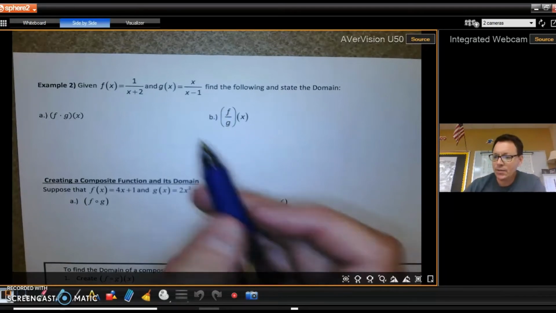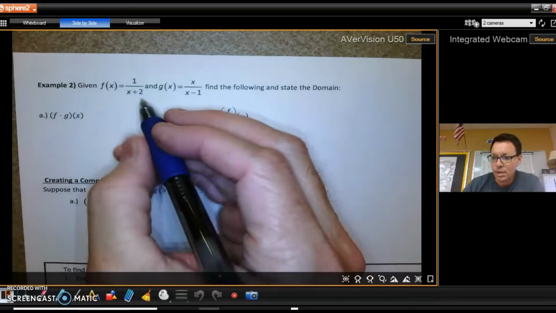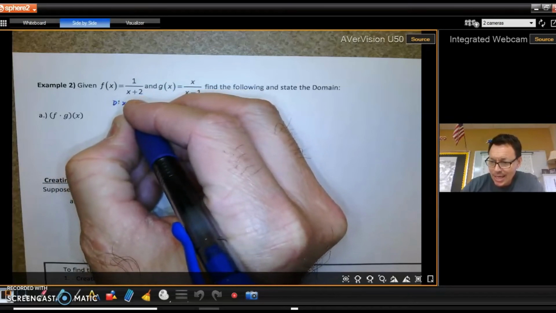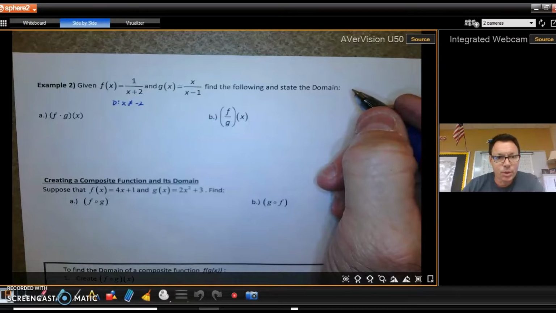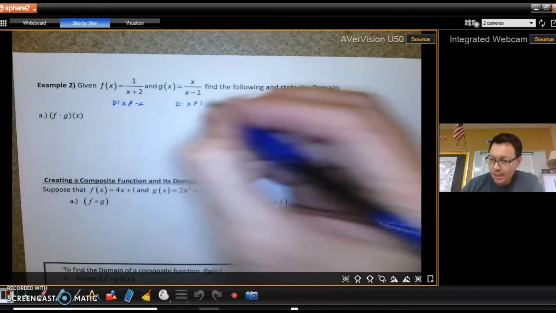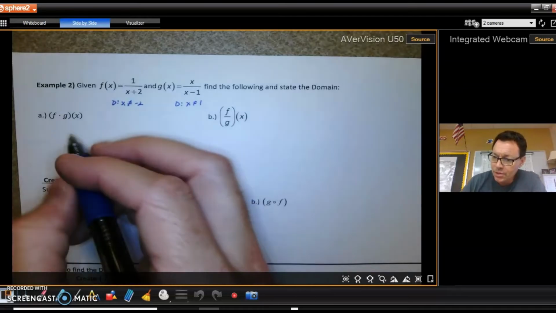So again, if you just take a look at these, both of these are fractions, so they're going to have some domain restrictions. For this one, the domain would be x cannot equal -2. That would make that one kind of blow up on us. And this one, x cannot equal +1. 1 minus 1 is 0, and we can't have that in the denominator. All right, let's see what happens when we multiply these two.